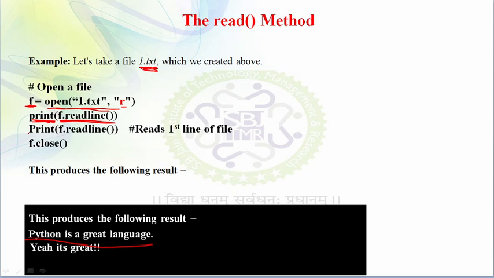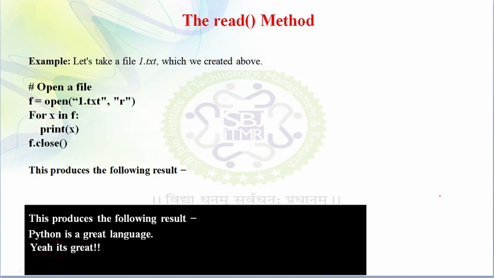Suppose I want to read another line, then you have to add another readline function. It will read the next line: yeah, it is great. Once we have read all the contents of the file, and here the content of the file is two lines, we are done with the readline function. Now suppose we want to close the file, then you can use the f.close function.